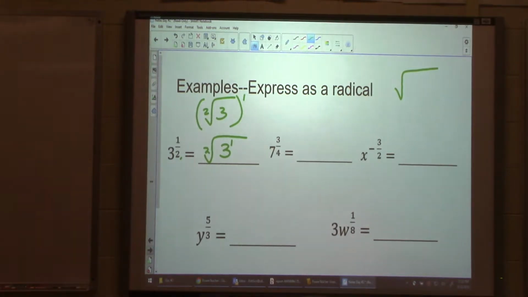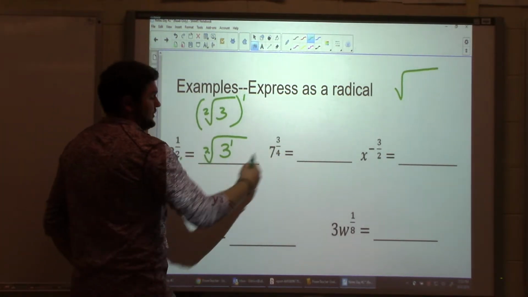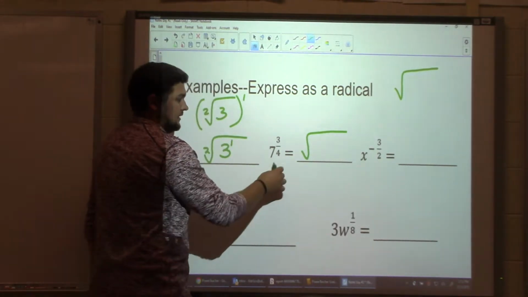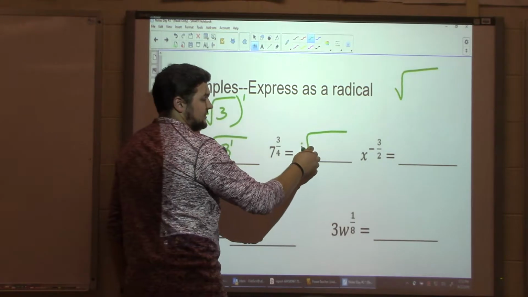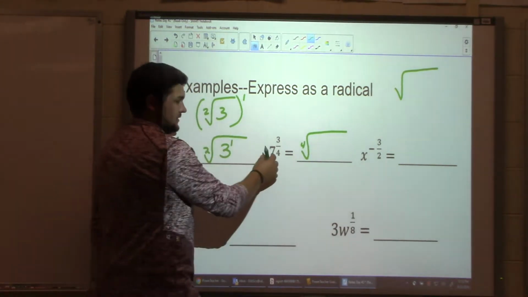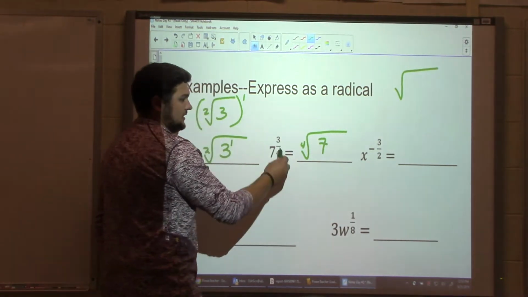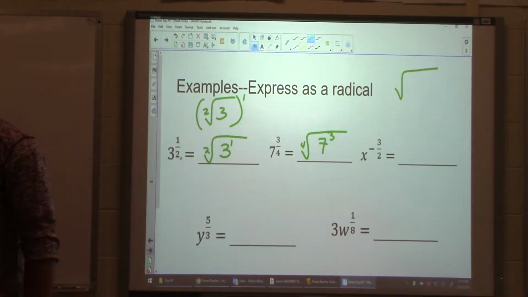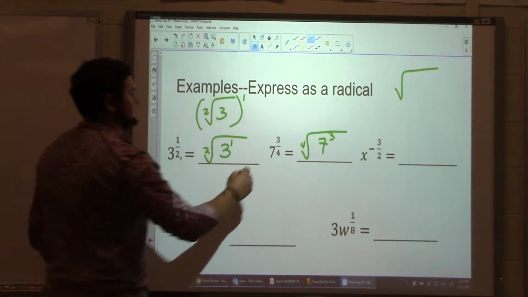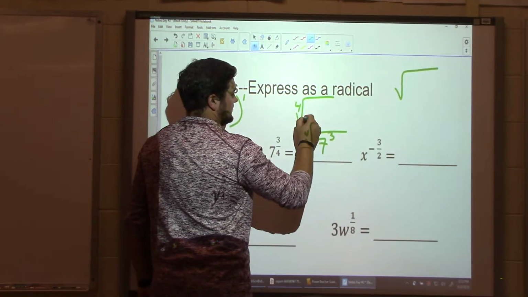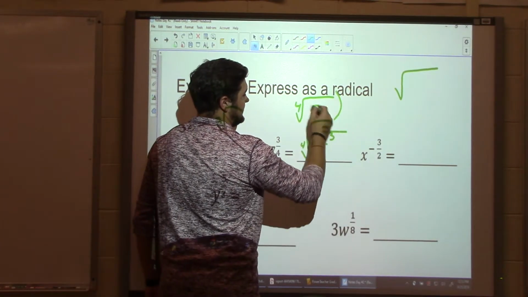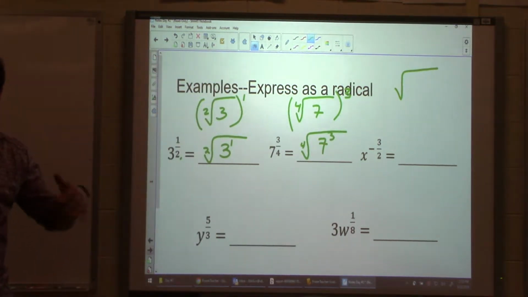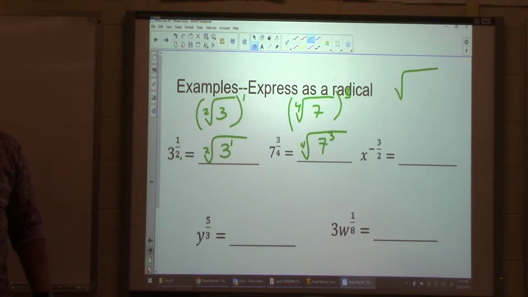Alright? Okay. 7 to the 3/4. Well, I want to write it as a radical. My denominator is my root, so it's going to be the fourth root. 7's my base down here, and it's the third power. Okay? You could also write it as the fourth root of 7 and all that cubed. That's pretty cool. Okay? Either way works. Either way is correct. Either way you'll get the same answer.